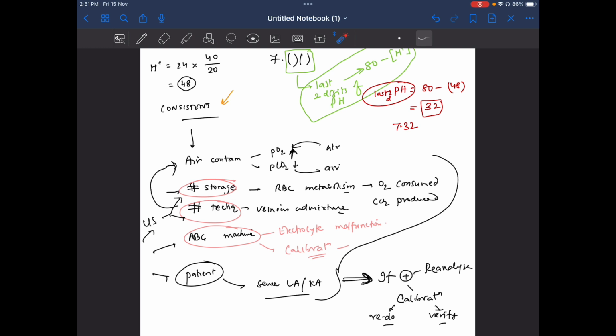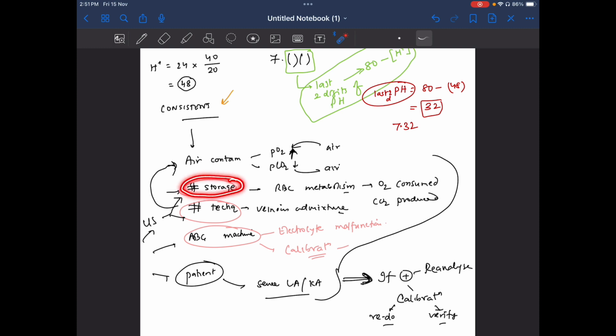So in the technique, there could be two issues of improper technique. One is venous admixture while taking the ABG. Second is air contamination. Air contamination means that oxygen will come from the air into the sample, so PO2 will be falsely high, or PCO2 will diffuse from the blood to the air, so PCO2 will be falsely low. These are the problems in technique.